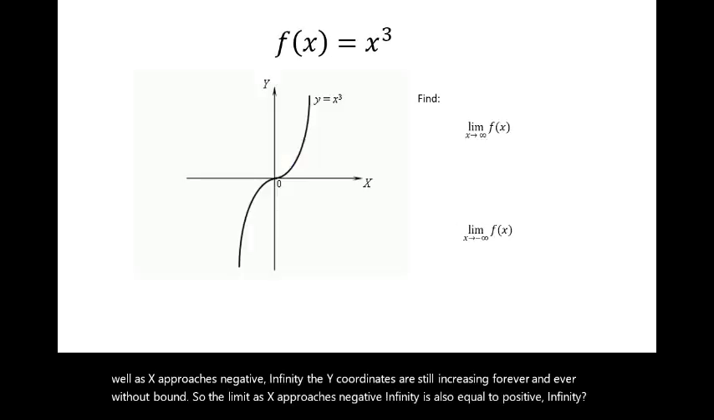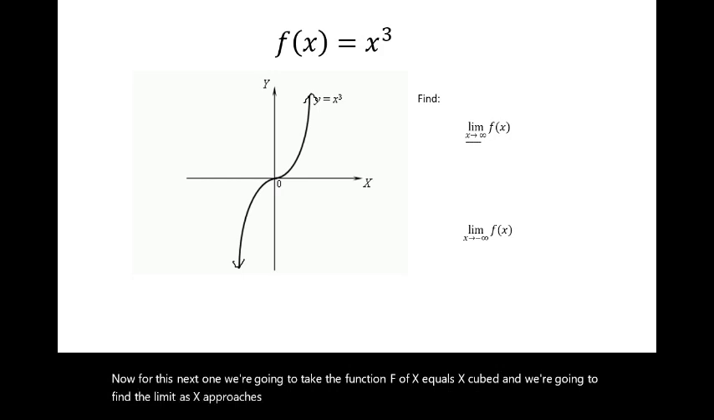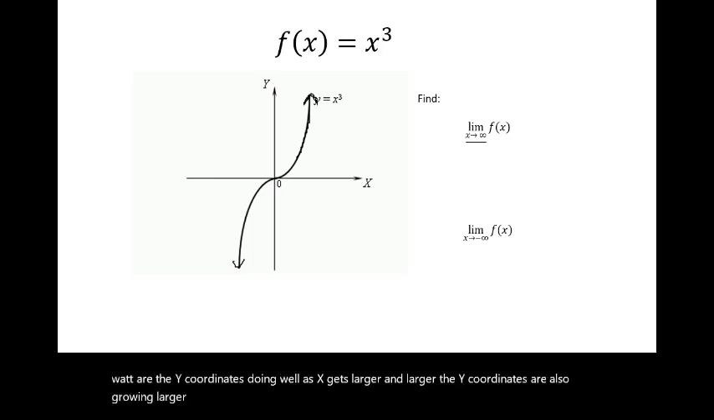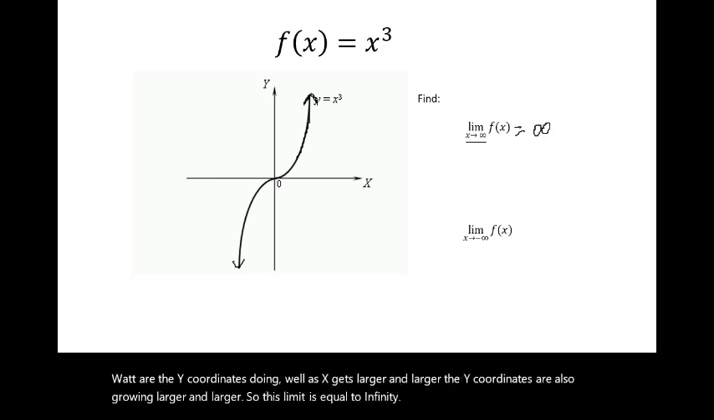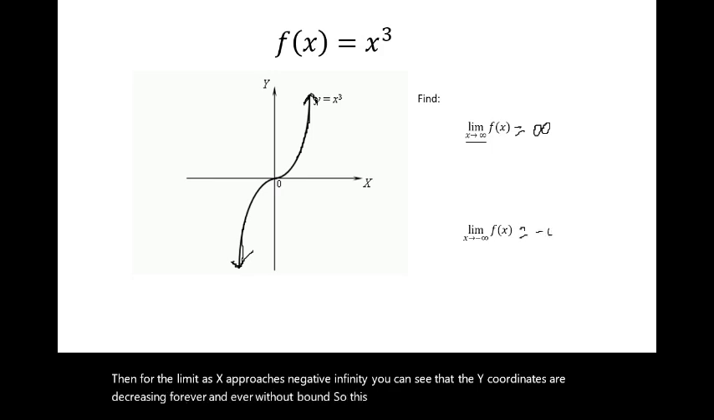Now for this next one, we're going to take the function f of x equals x cubed, and we're going to find the limit as x approaches infinity. Again, what this is asking is, as x grows infinitely large, what are the y-coordinates doing? Well, as x gets larger and larger, the y-coordinates are also growing larger and larger. So this limit is equal to infinity. Then, for the limit as x approaches negative infinity, you can see that the y-coordinates are decreasing forever and ever without bound. So this limit is equal to negative infinity.